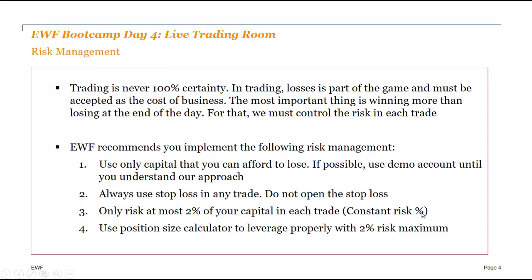This is called a constant risk percentage approach, meaning you already know your entry level from the trading journal, you already know the stop loss, so your job really is to calculate a position size, so that if you get stopped out at your stop loss, you lose at most 2%. The less the better, so 1 to 2% risk for each trade. Then you can use a position size calculator if you are new, to really understand how to open the right size properly with 2% risk maximum.